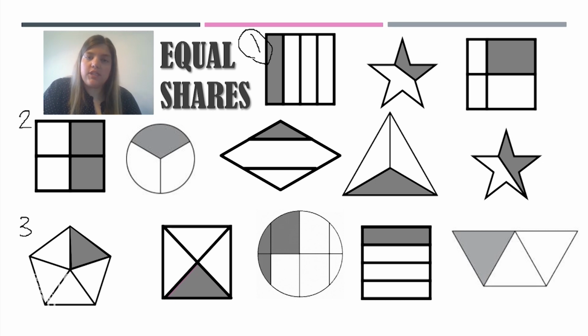So looking up at the top, looking at that first shape, we have a square that's divided into 4 equal columns. Now, I did give you a hint, they are equal. Those ones are all the same shape.